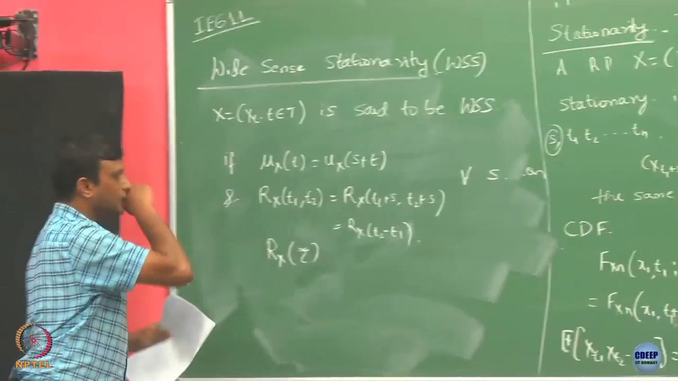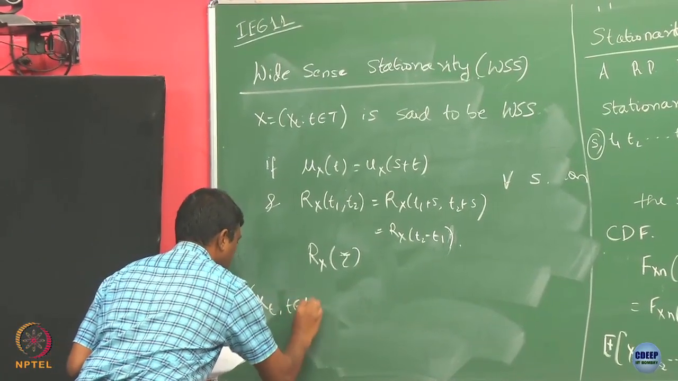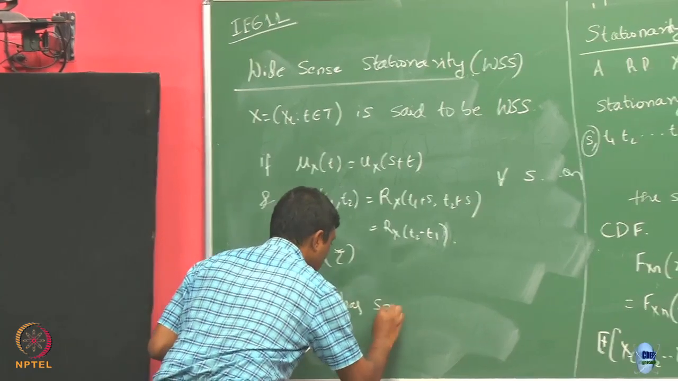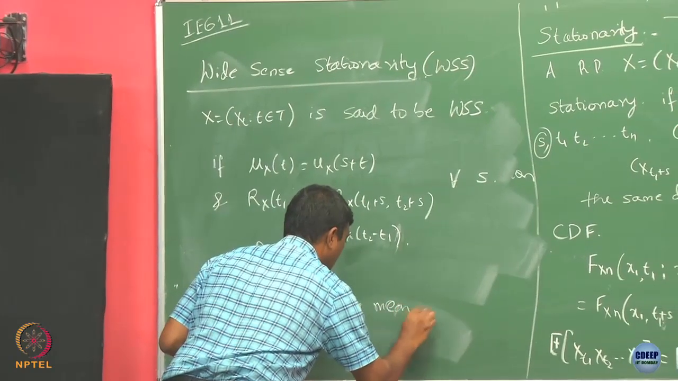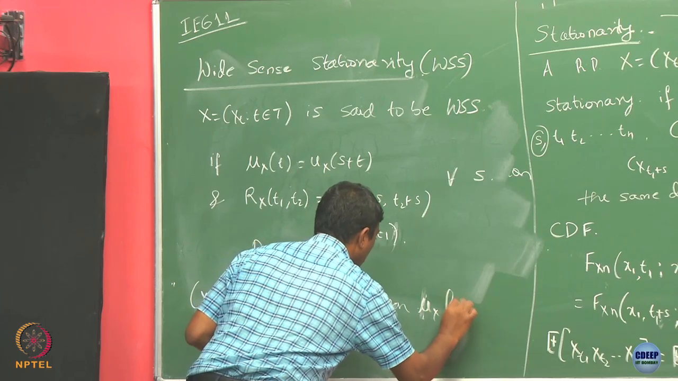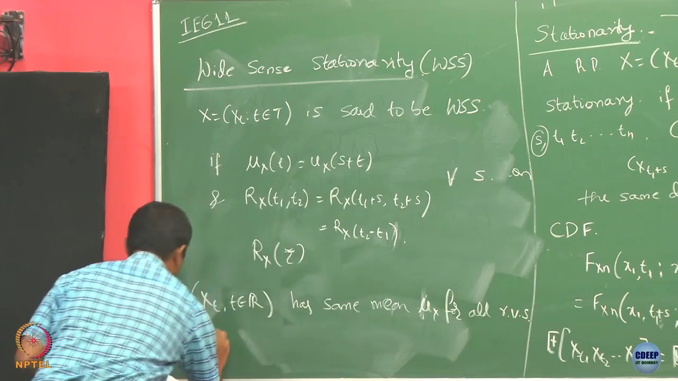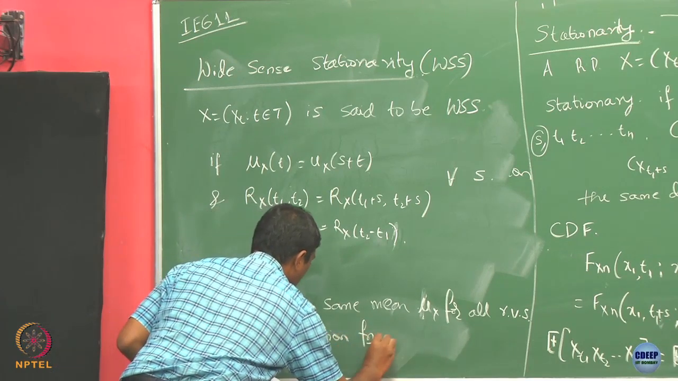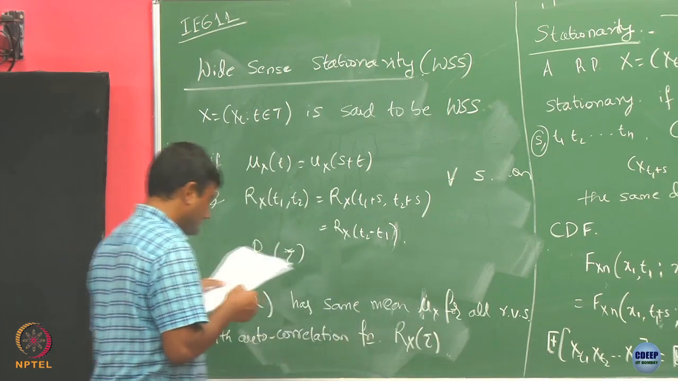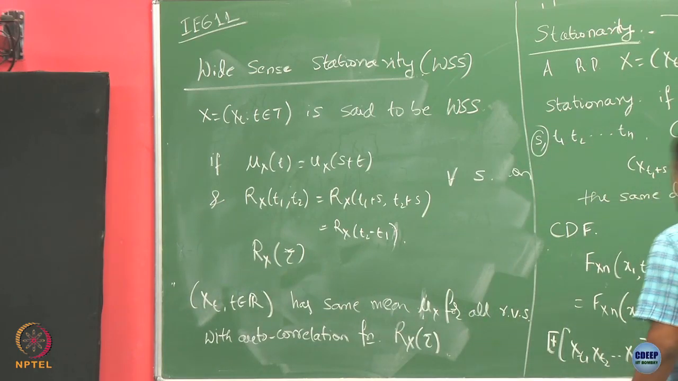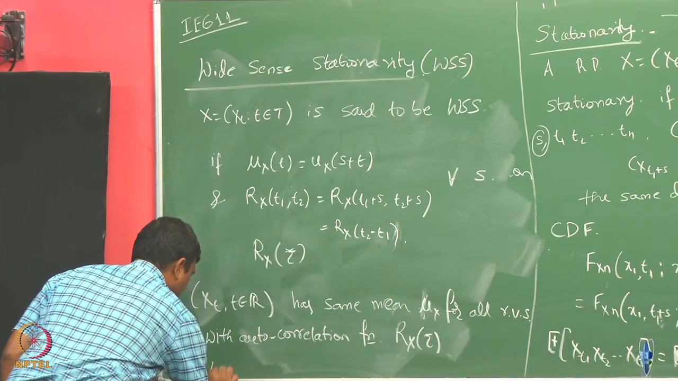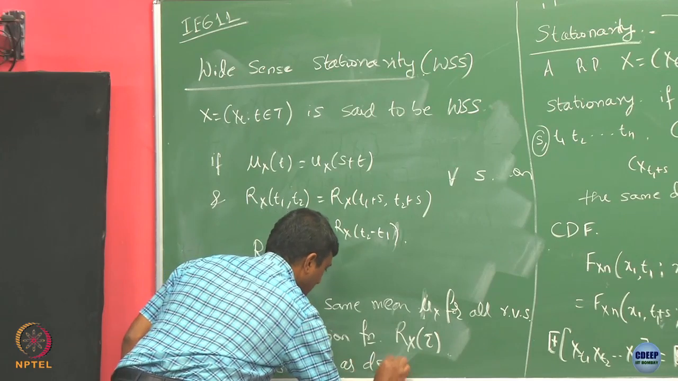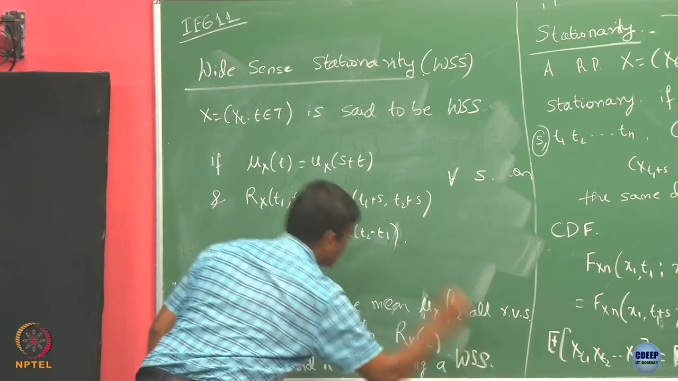So sometimes when you say that x of t has the same mean for all random variables, with autocorrelation R of tau, then we already understand it as denoting a wide sense stationary process. Okay.